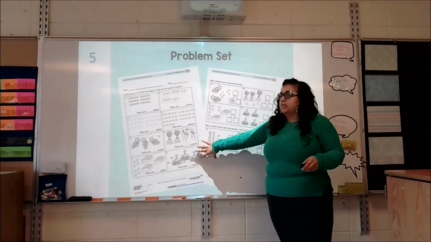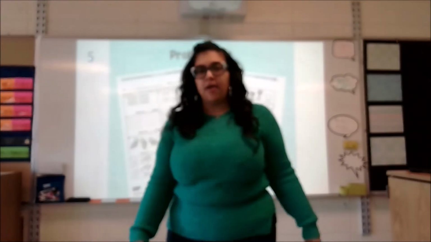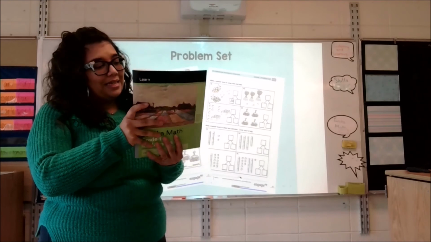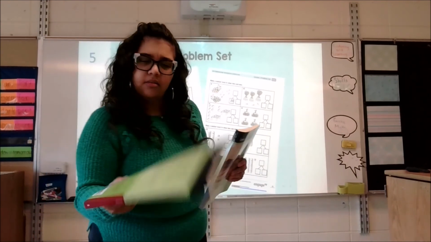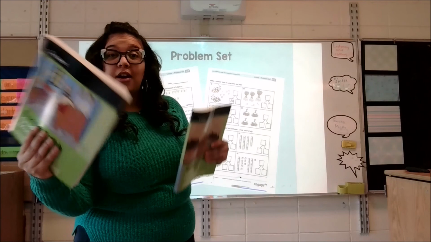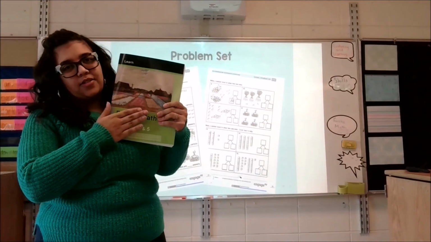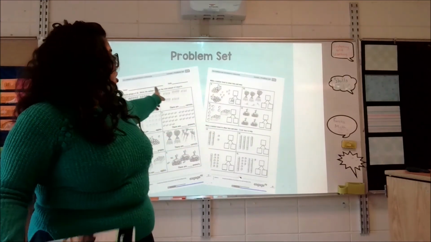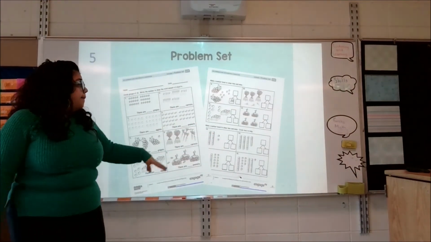So your problem set in your Learn book, the flower beds in Holland. Sorry, flower beds, flower beds, flower beds. 4 and 5. That symbol means and. It's an ampersand. Page number 5, front and back.